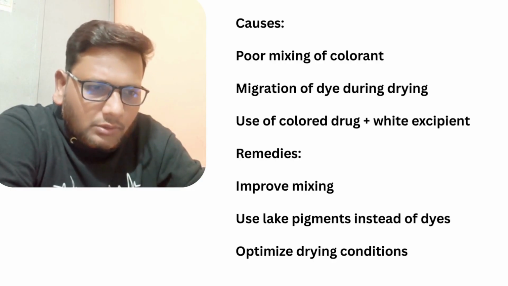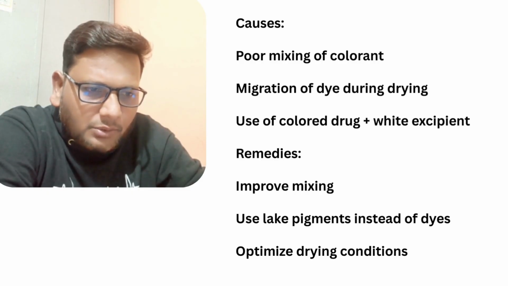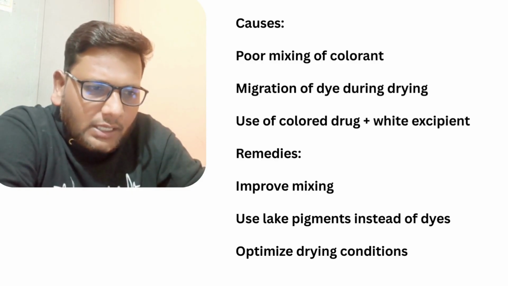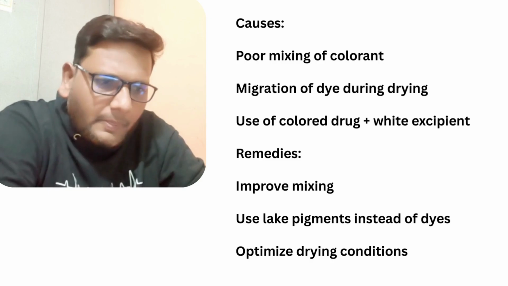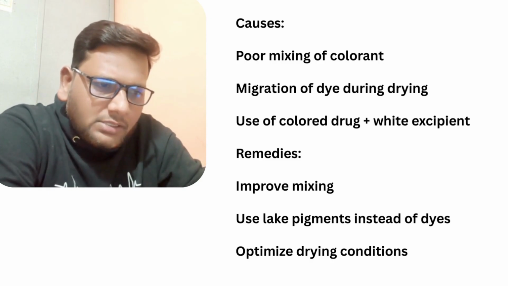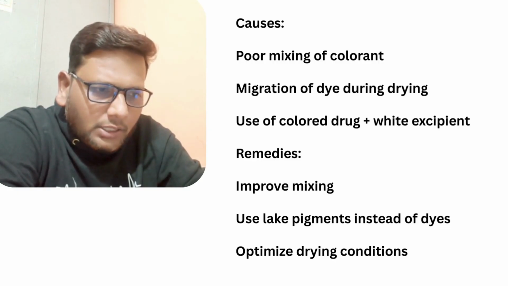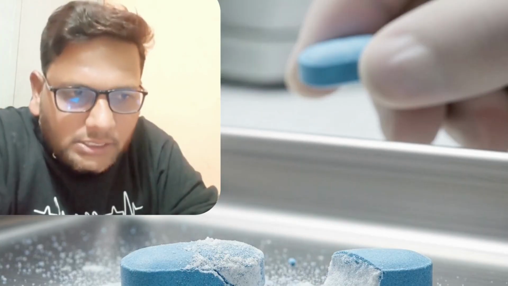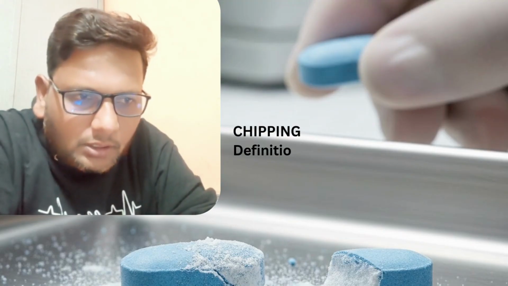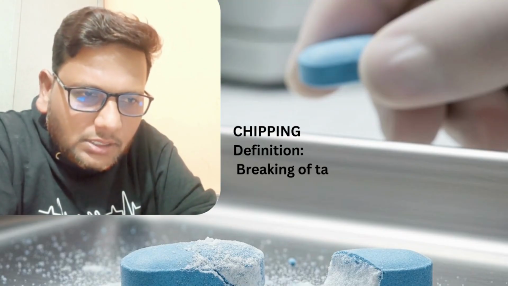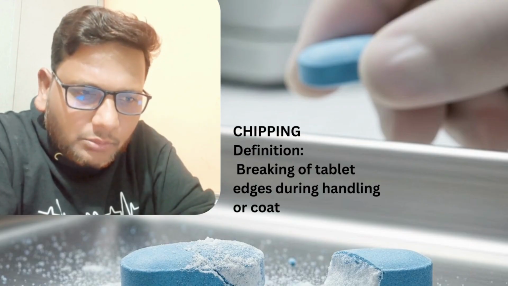We can overcome this problem by improving the mixing process and by using lake pigments instead of dyes, and we can optimize the drying conditions so that we can reduce this mottling problem on the tablet surface. Now the next problem is chipping. Chipping means the breaking of the tablet edges during the handling or coating process.